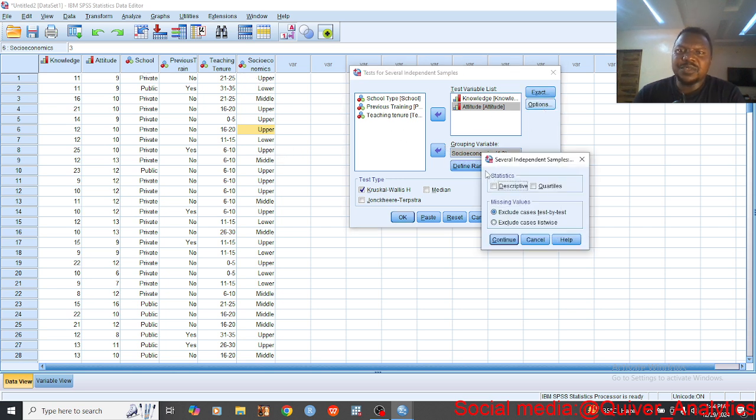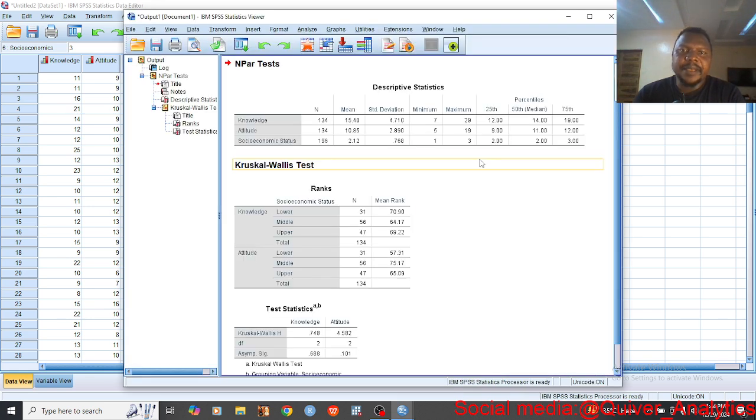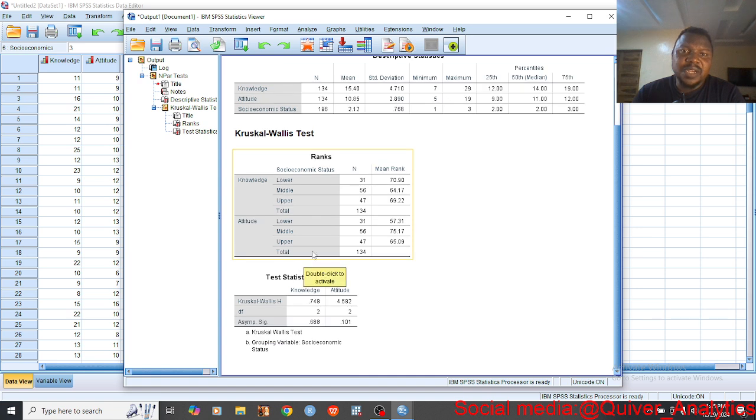All right, so let's see options. We select descriptives and quartiles. That's just about that, and okay. So for knowledge, you can see we have socioeconomic status: lower, middle, and upper. And for attitude, lower, middle, and upper. The lower class have the highest rank of knowledge, while here the middle class have the highest rank of attitude.